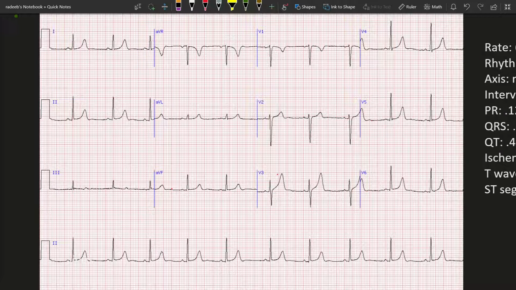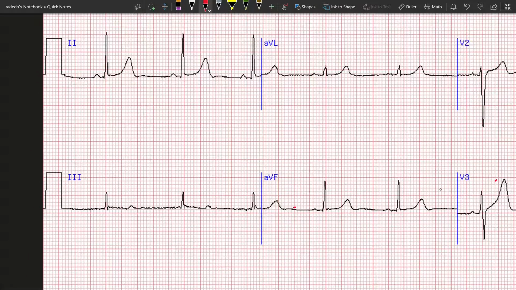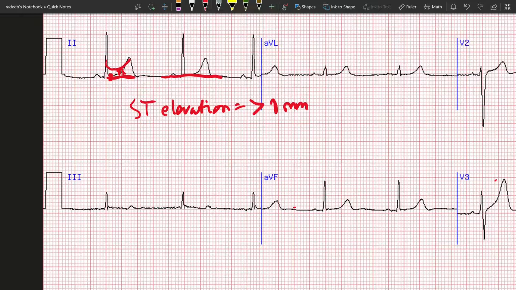So just to clarify where the ST is going to be, here to the T wave, which is going to be this part. So if you get an elevation which may appear like this, then that would be a significant elevation. Significant ST segment elevation is going to be more than 1 millimeter, and that is one small box. So if you have an elevation over this isoelectric point that's more than one small box, then that's going to be a significant ST elevation.